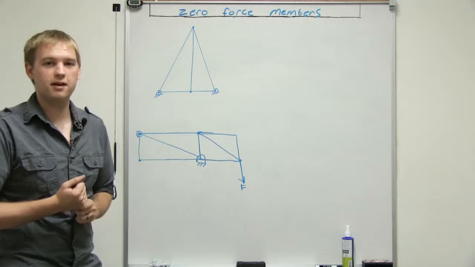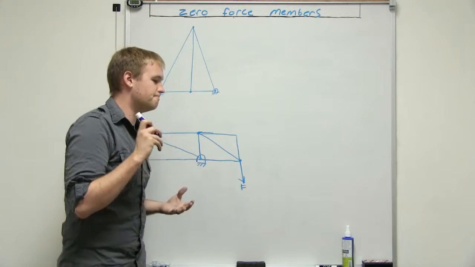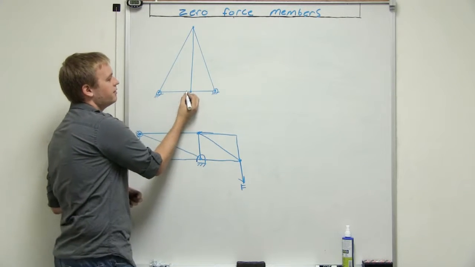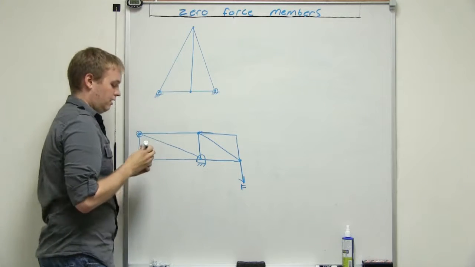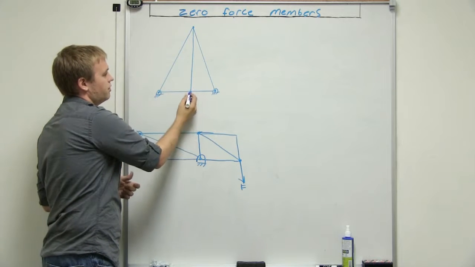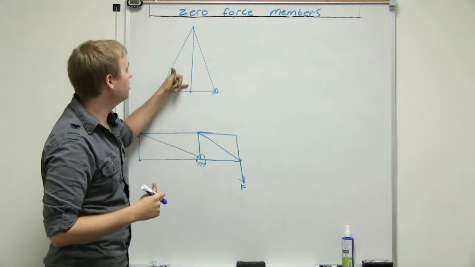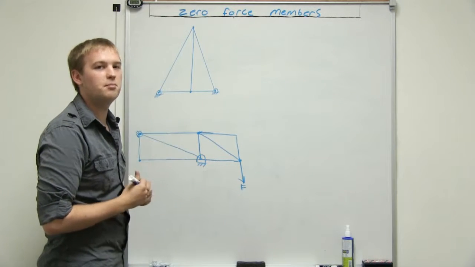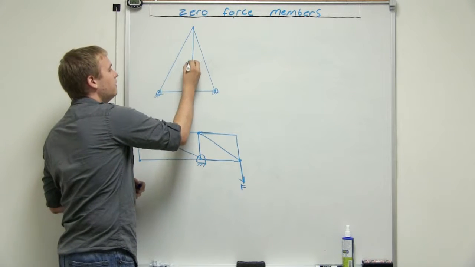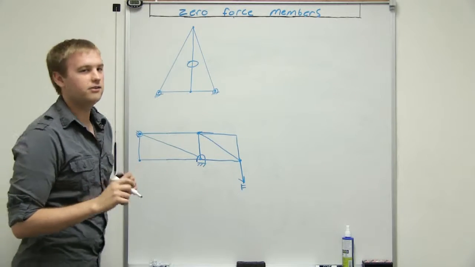So you'll always be able to tell a zero force member if it is, well, let's just look at these cases right here. If, like in this case, it is the only member in a direction, so if we notice we have two members here, both of those are in the x direction. This one member going up is the only member in the y direction for this case. So that would mean that this is a zero force member. Let's look at why that is.